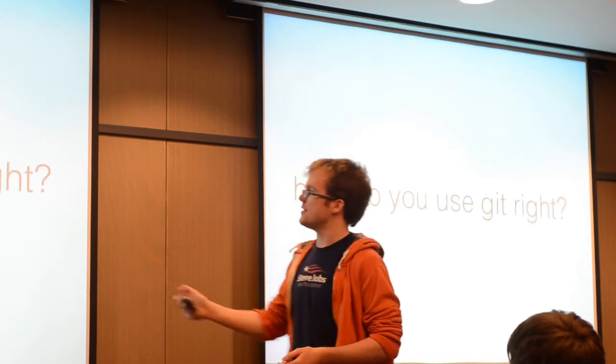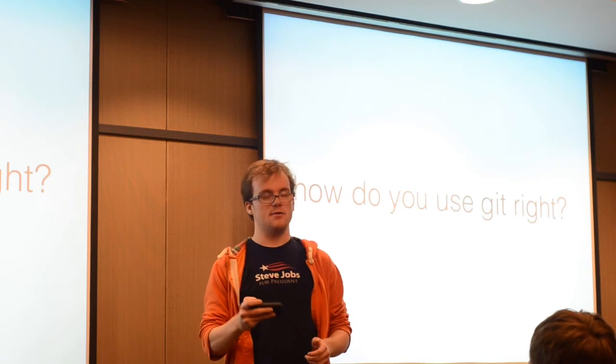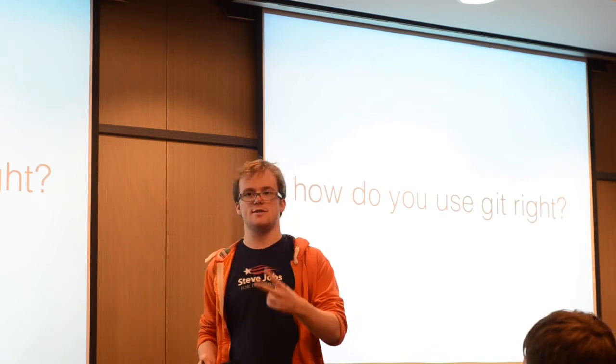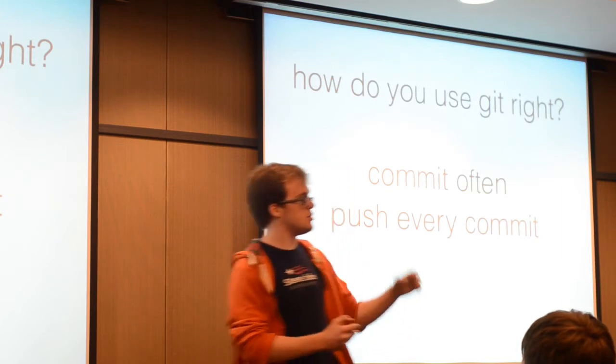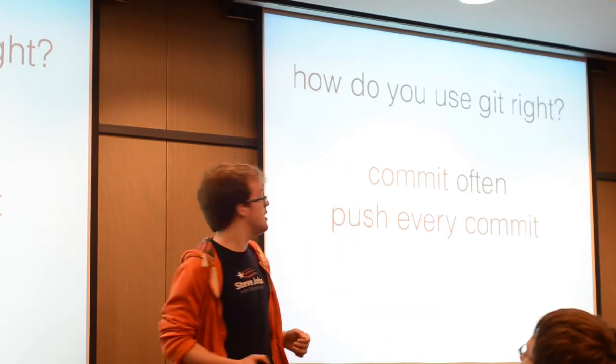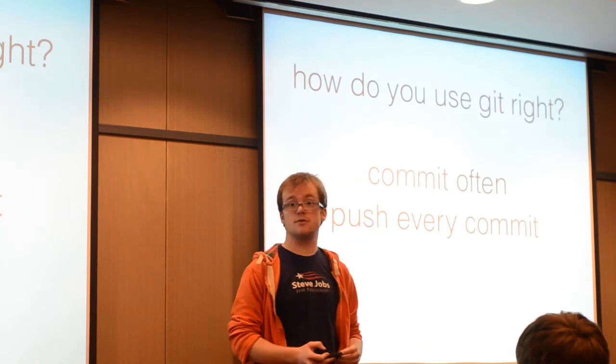So Git is a great tool, right? But how do you use Git right? I think that's like a typo. It's like, how do you use Git correctly or something is what it should be. Basically, there should be 2 policies you should always follow. You should commit often, which means you should store your releases often. And you should push every time you commit. You should send it up to GitHub or any other source.